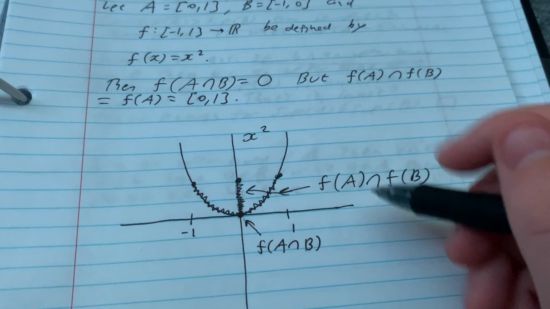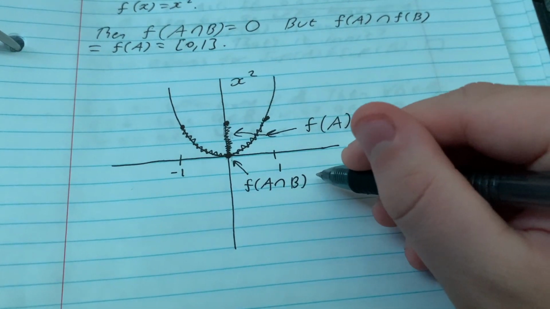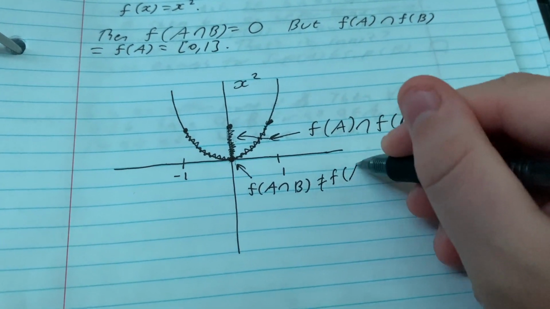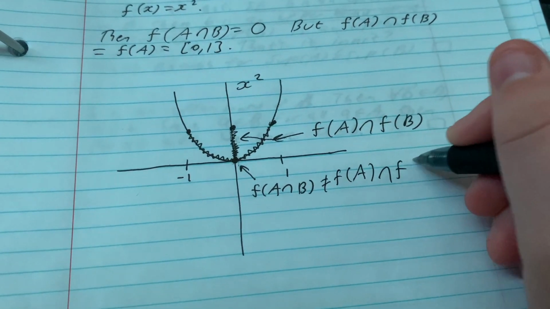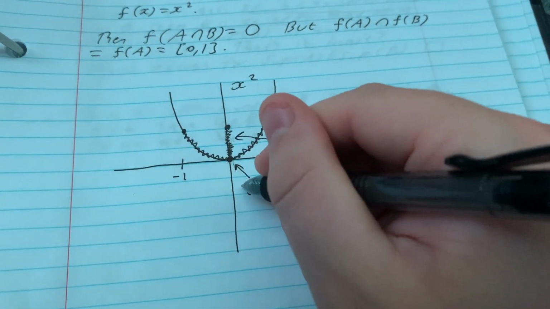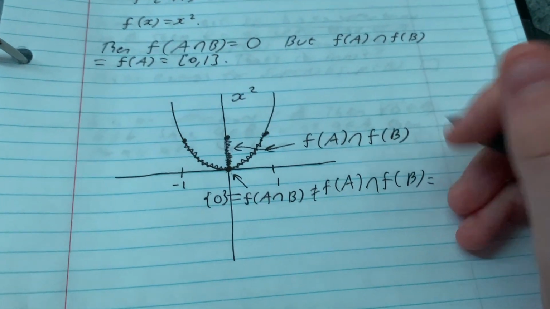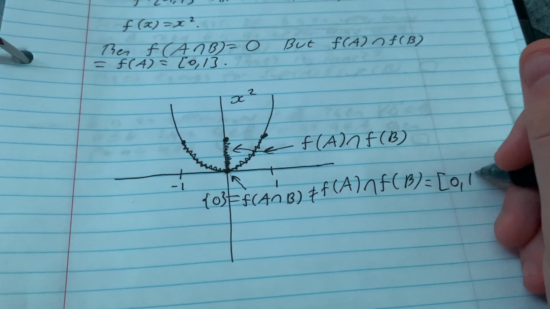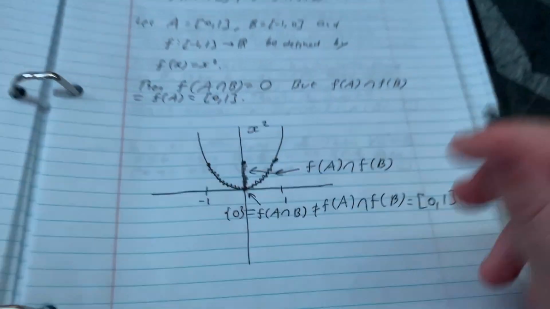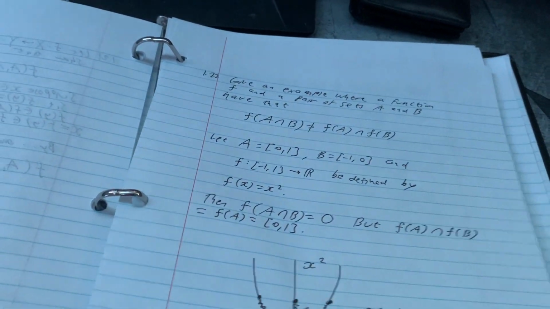And so there we go. F of A intersect B does not equal f of A intersect f of B, because this is the singleton set 0 and this is the interval from 0 to 1. Pretty good.